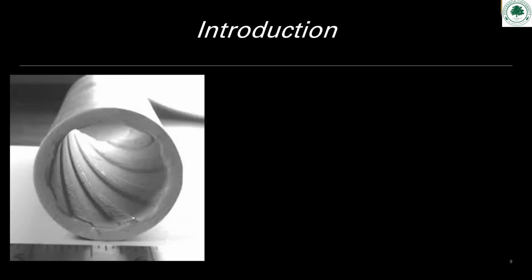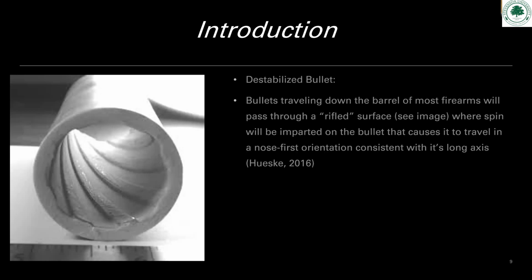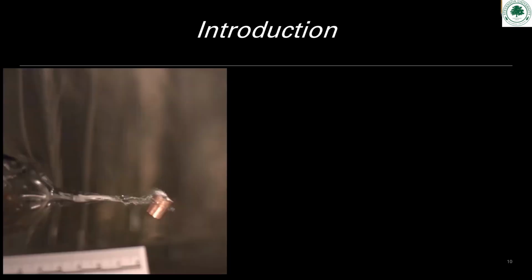So in this image, we have the barrel of a firearm. You can see the twisted metal in there, right? That's cut into the barrel. That's called rifling, so that when the bullet passes through there, it gets spin imparted on it, and that stabilizes the bullet. Just think about throwing a football. Now when a bullet perforates a target or ricochets off a target, it can become destabilized, right?